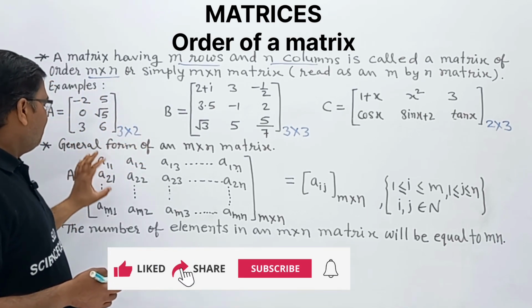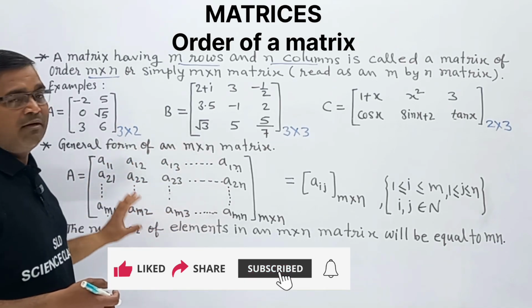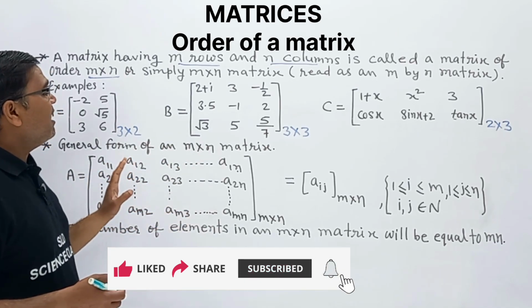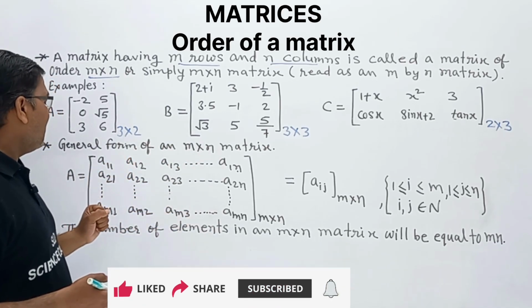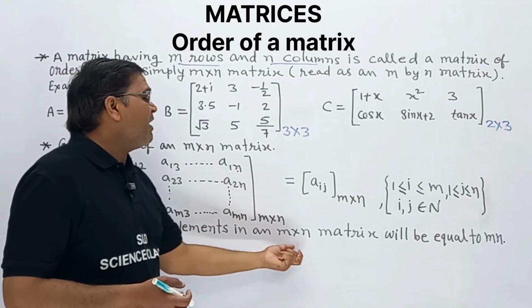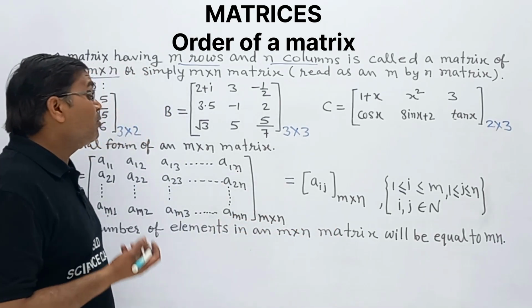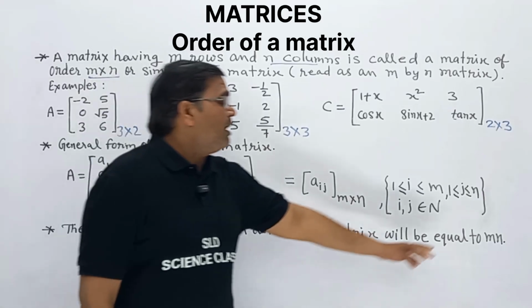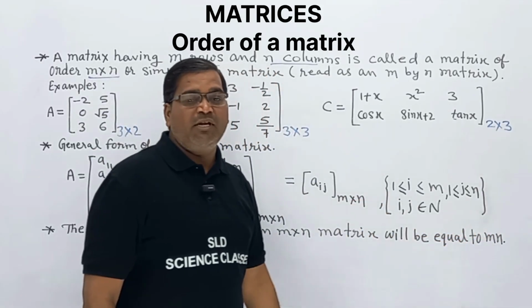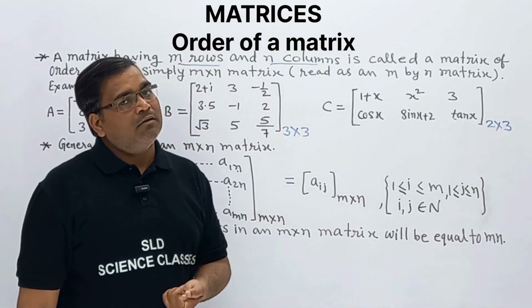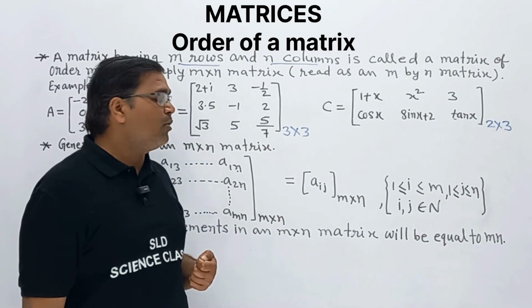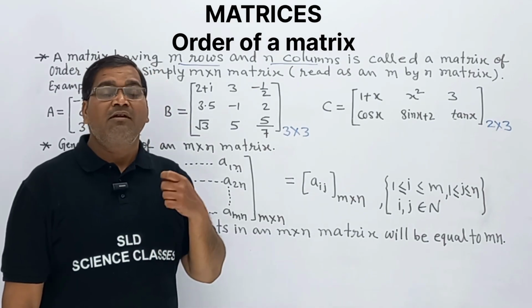Clear? And this one is the general form of an m by n matrix. Once we have an m by n matrix, the total number of elements will be m into n, the multiplication of the number of rows and the number of columns. And that will be the total number of elements in that matrix.